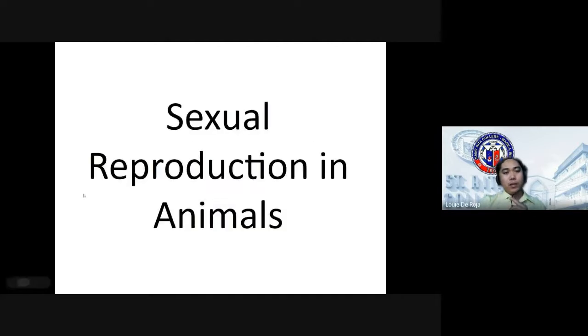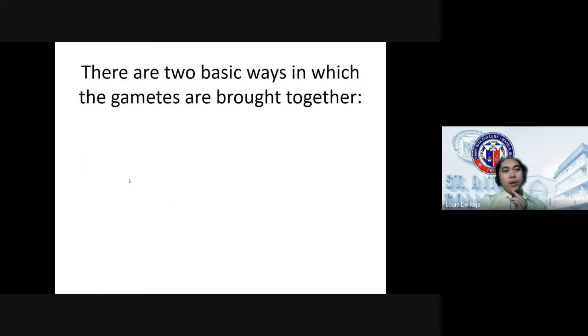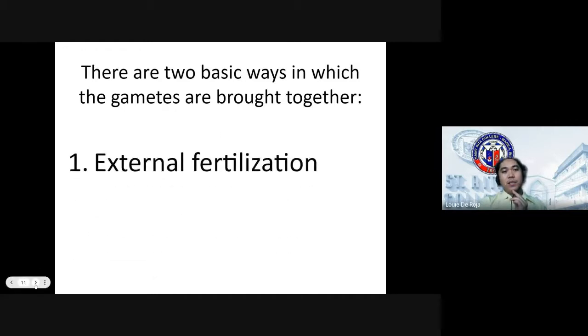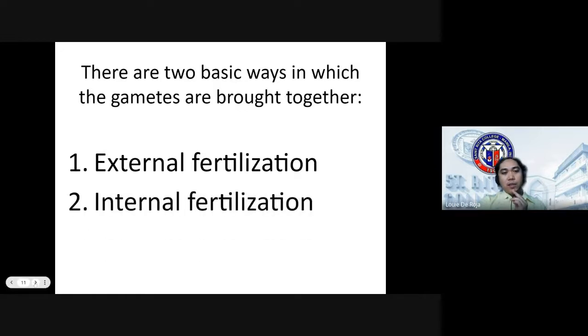Okay, so let us discuss sexual reproduction in animals. There are two basic ways in which the gametes are brought together. First is external fertilization and second is internal fertilization.